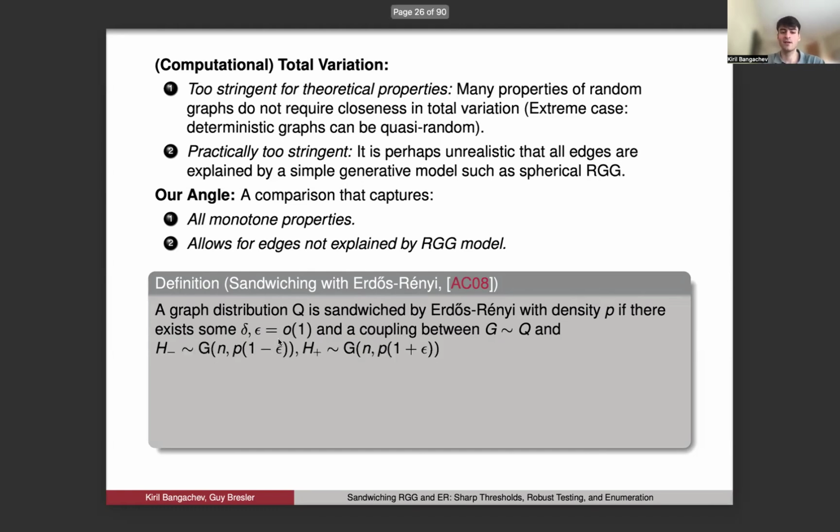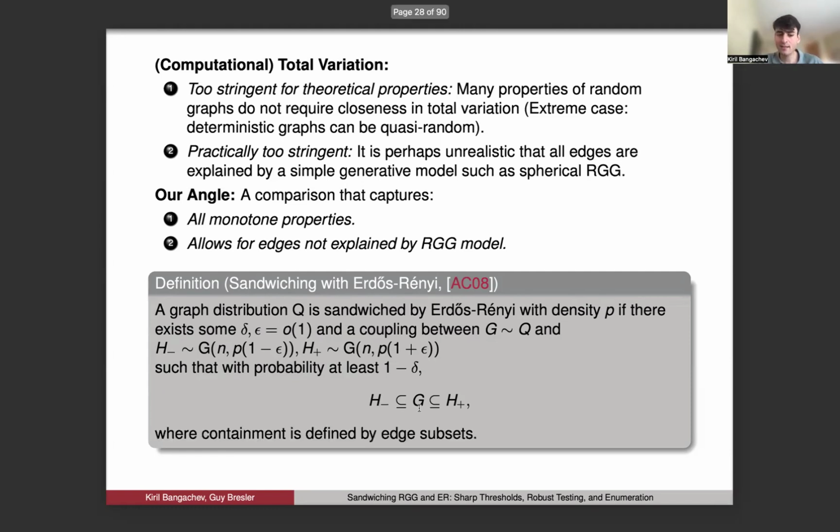We mean that there is some Erdos-Renyi H minus with a slightly smaller edge density than p, and some Erdos-Renyi H plus with a slightly higher edge density. Then we can couple with our distribution so that with high probability, H minus is a subgraph of G. So all the edges in the Erdos-Renyi with smaller density are part of our graph. And also all the edges of our graph are part of the Erdos-Renyi with the higher edge density. Again, here containment is defined by edge subsets.